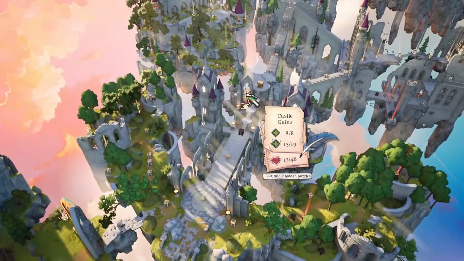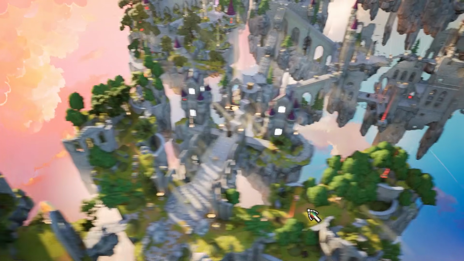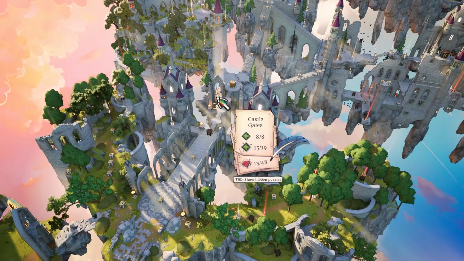So Castle Gates is the next one. Which is what? This is just a bunch of the same stuff, right? I think so. Okay, there's not many. Ooh, there's many to get to silver. And we have to get to gold as well.